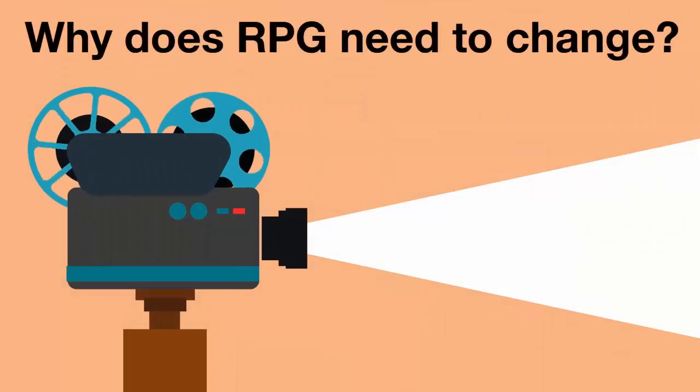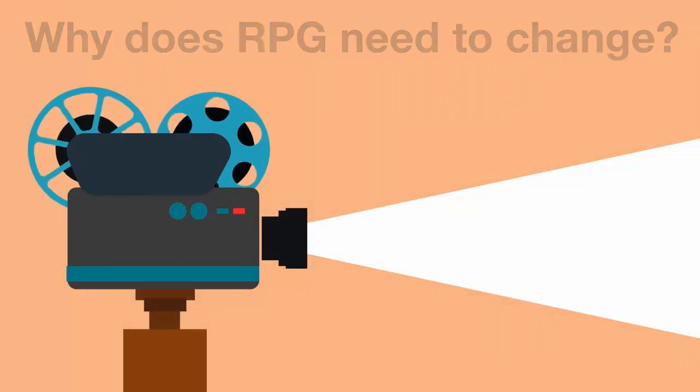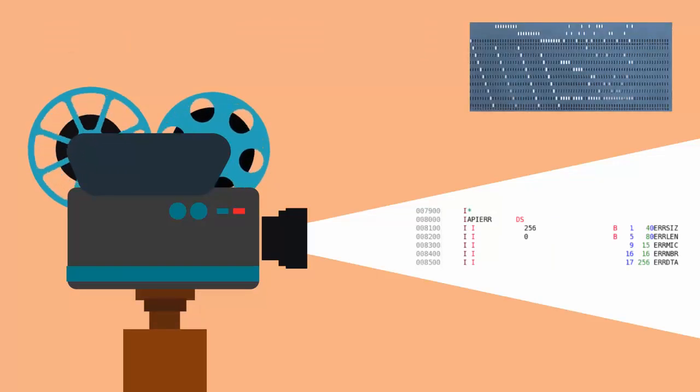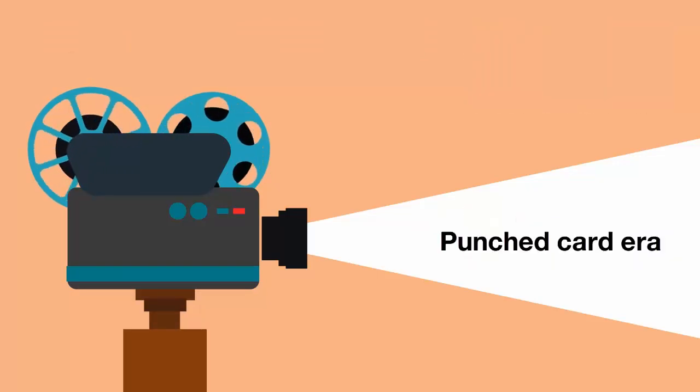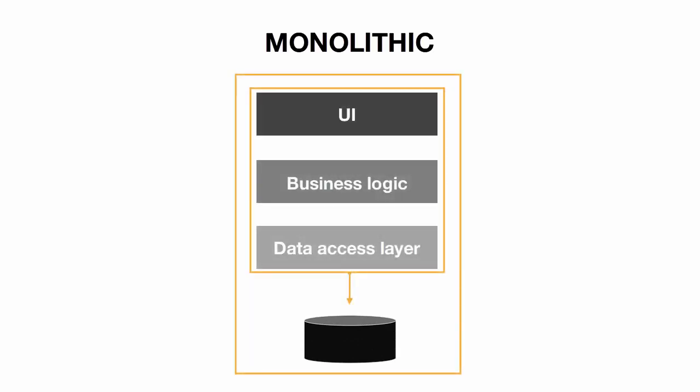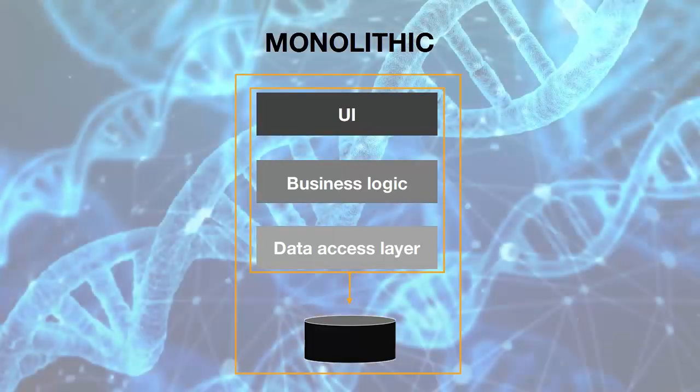First, why does your RPG code need to change? Well, frankly, it's old. Its column-based layout is actually derived from the punch card era. Old RPG applications are usually monolithic in nature. Data access, business logic, and the 5250 user interface are all tightly bound together in a small number of programs that are very difficult and even dangerous to modify.